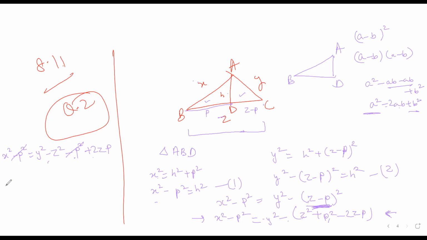Then p square gets cancelled out on both the sides, the same numbers. For example, if we have x plus 2 equal to 2 plus 3, so 2 and 2 we can cancel out. Now, x square equal to y square minus z square plus 2zp. Now this p, we took it from our side. It wasn't there actually. So let's see how we can replace it with something. So I'm taking p.